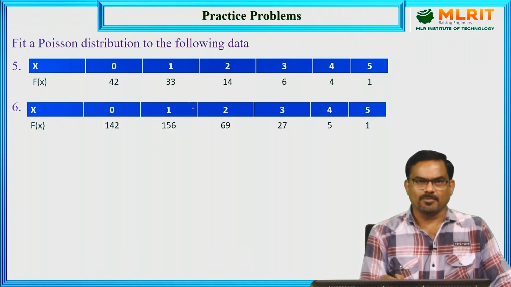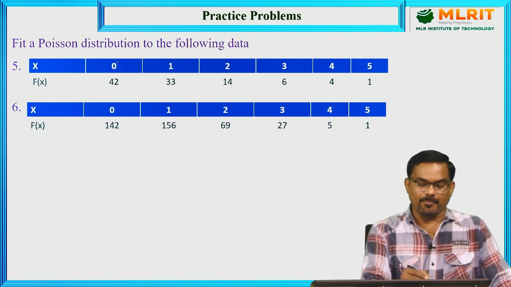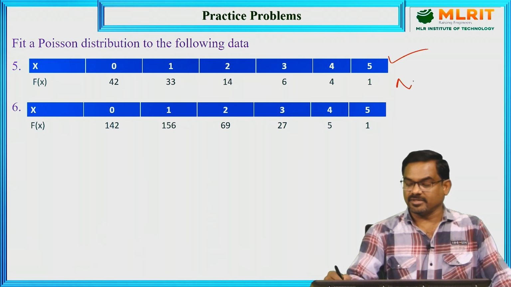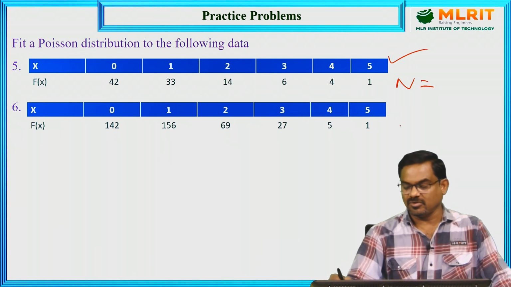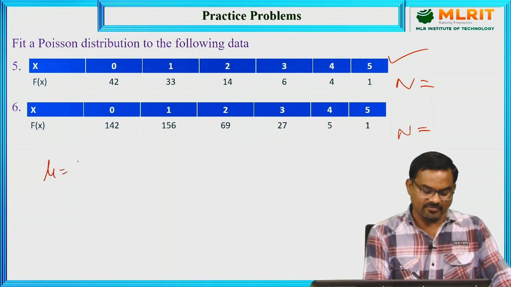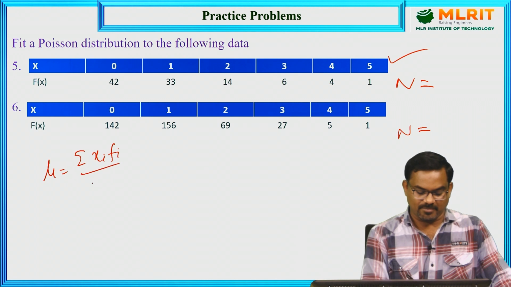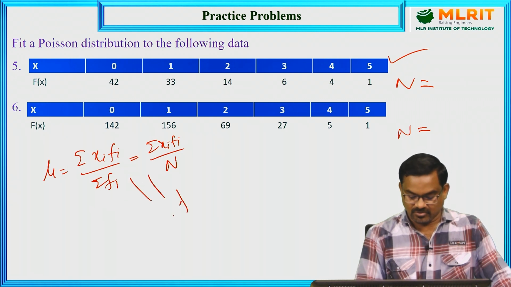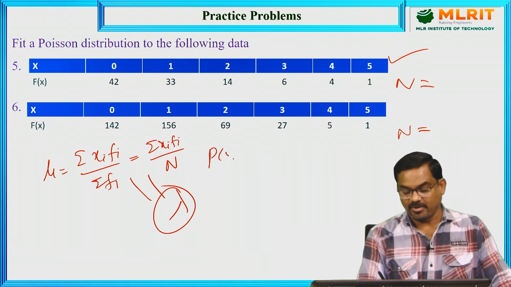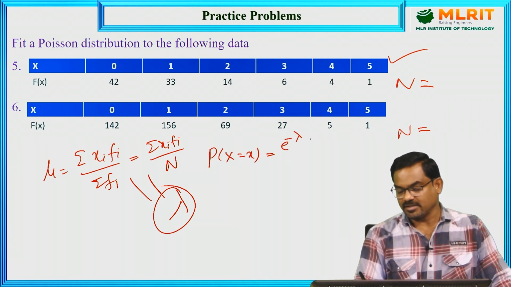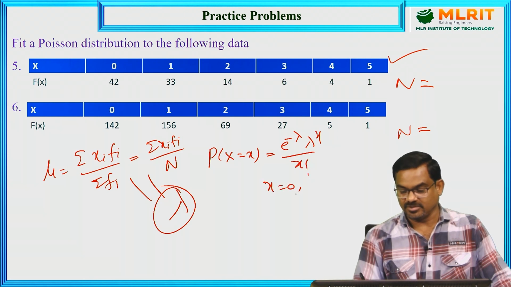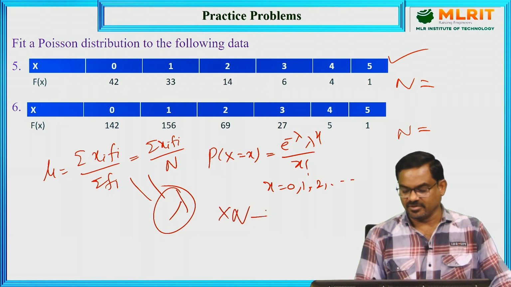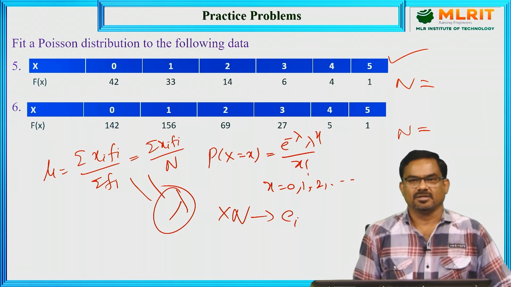Similarly, there are some problems for practice. Fit a Poisson distribution to the following data. Here in the first problem, total 6 values are given, and the total frequency capital N can be calculated by adding all these values. Similarly, here also you can first calculate N, then find the mean of the frequency distribution table using sigma xi fi by sigma fi. So sigma xi fi by N, and this value is equal to lambda. If you have lambda, use the probability formula e power minus lambda, lambda power x by x factorial for different values 0, 1, 2 and so on. Then multiply each probability with total frequency, which gives the expected frequency. So these problems are given to the students for practice.